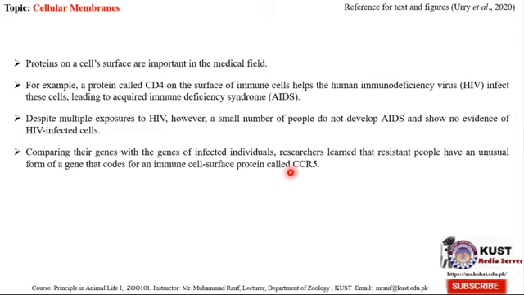So when there is a mutation in the gene encoding this protein, then the virus cannot bind properly with the two receptors, and therefore the entry of the virus to the cell is prevented. So although it is a mutation, it is an example that some of the mutations are useful.